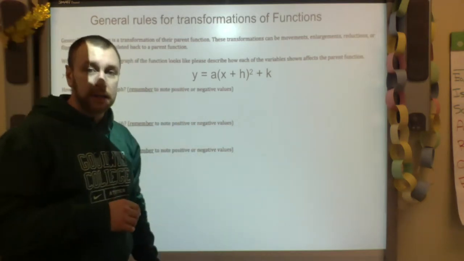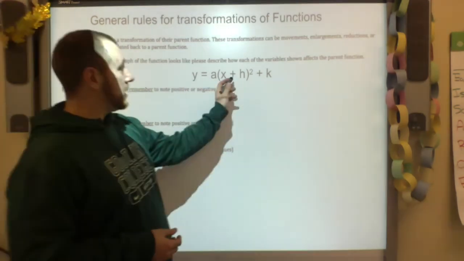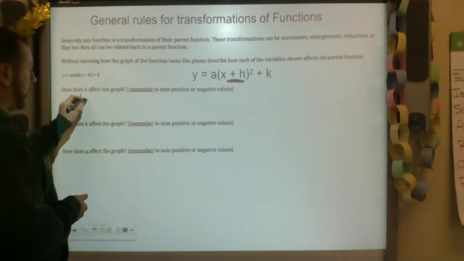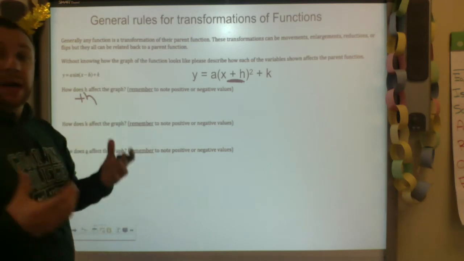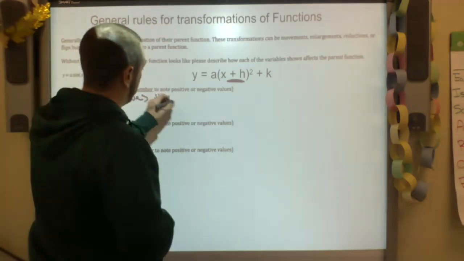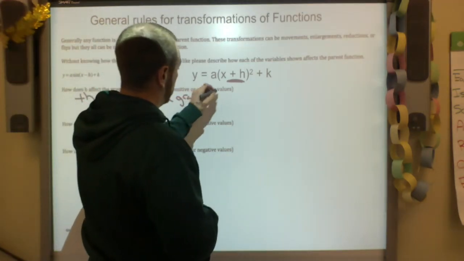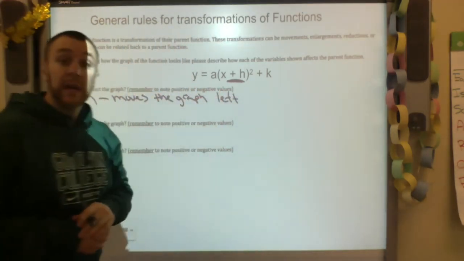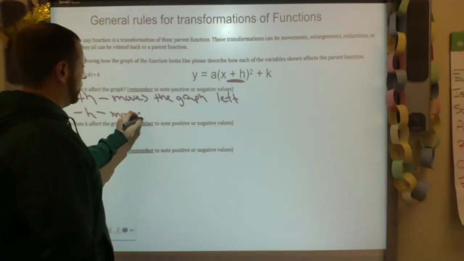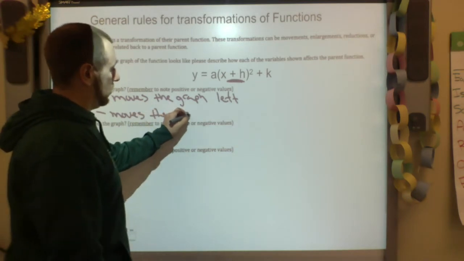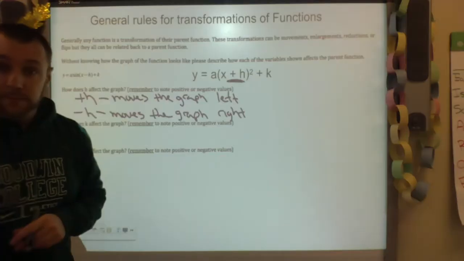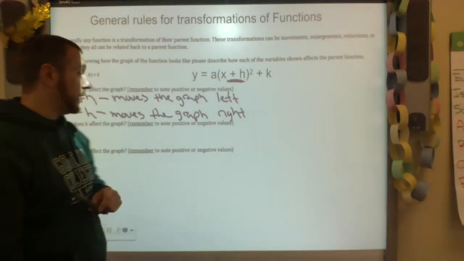In the graphing calculator activity, you need to notice the number inside the parentheses. If it's a plus h, a positive number, it moves the graph left. If it's a minus h, it moves the graph right. Okay, then we're going to go through examples of these.